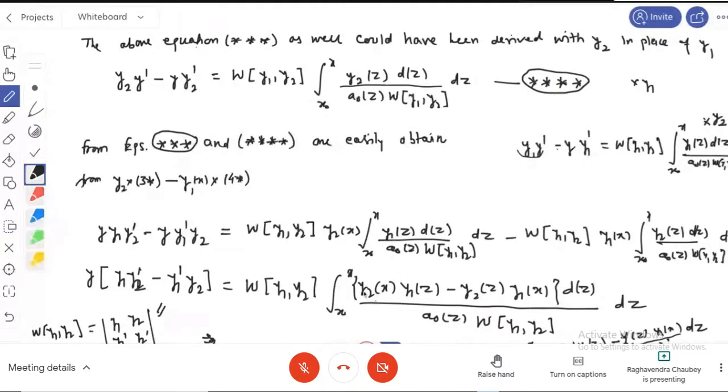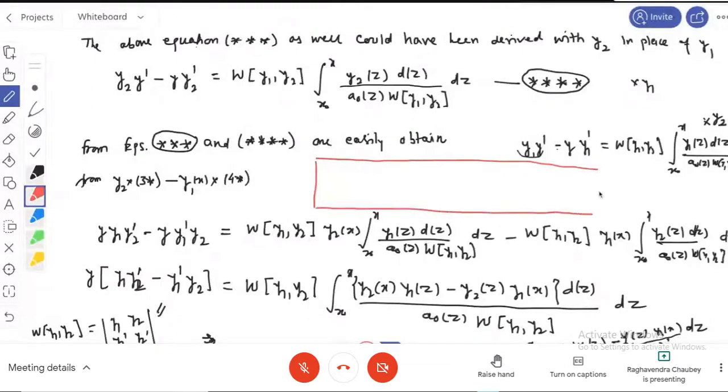Okay, so here you integrate this with respect to z only, and then multiply by y2, because this term is outside that integral. So the last term should be a naught z, right? Yes, this is a naught z in the denominator. Okay, so here we can rewrite that formula. So what is the general solution?